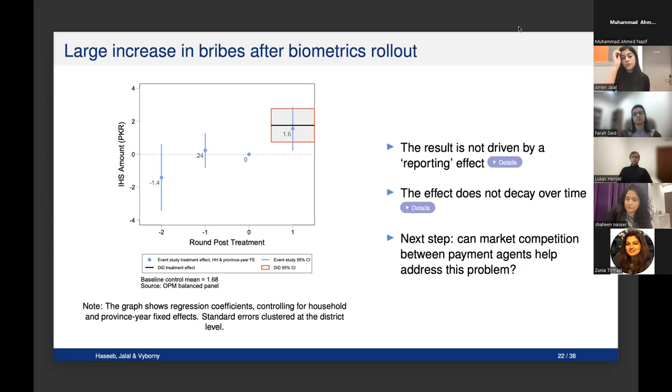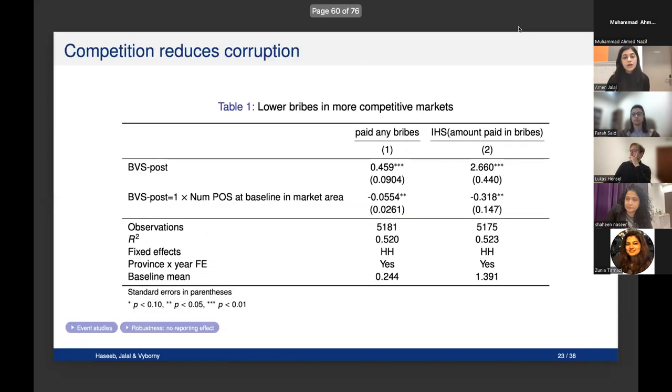So what we see is that there is this increase in the demand for bribes, which validates the framework that we're thinking of. ATMs have shut down, you realize you have way more market power, even if you existed already, and you exploit that. Now, what I'm going to show you is that this effect is mediated by competition. The first row is just what we were seeing previously, the extensive margin: the likelihood that you pay any bribes is positive and significant for places where biometrics were rolled out. And you also have the intensive margin.